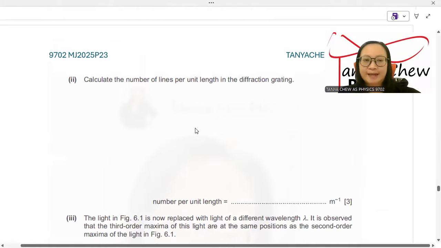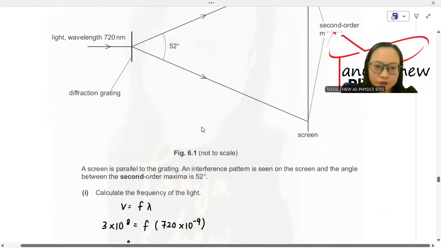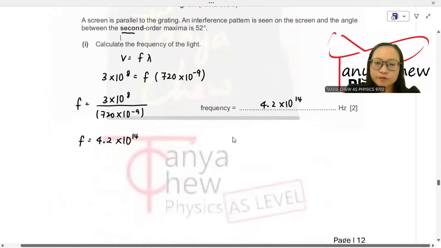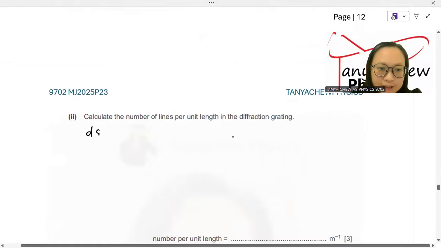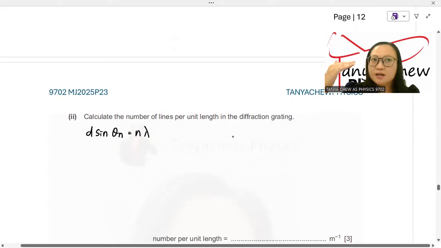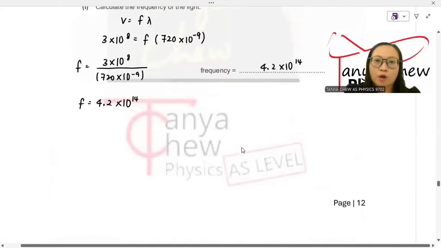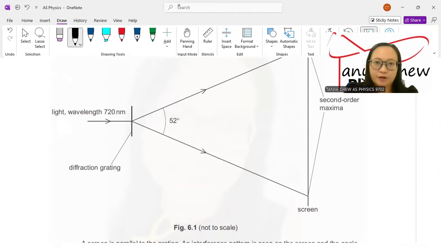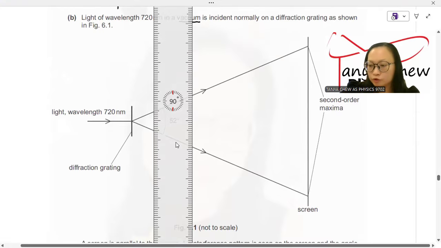Now, second part, calculate the number of lines per unit length in the diffraction grating. So I want you to see this. This is a second order maxima. The angle is being measured from the second order to the next second order. You have to remember when we use the equation of the diffraction grating, d sin theta n is equal to n lambda, that theta has to be based on the horizontal reference line or undeviated beam. So you have to draw this undeviated beam or zero order. So I'm going to draw that up.